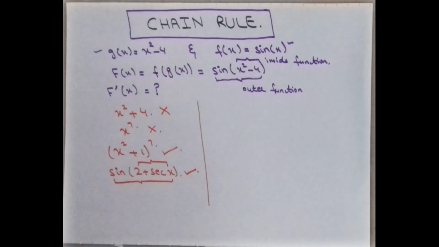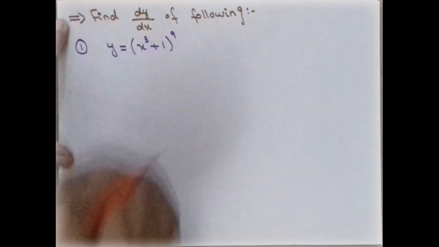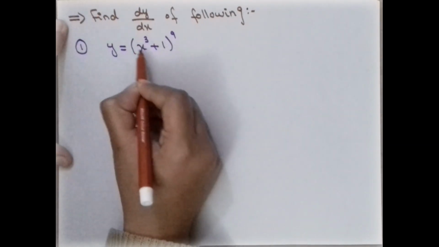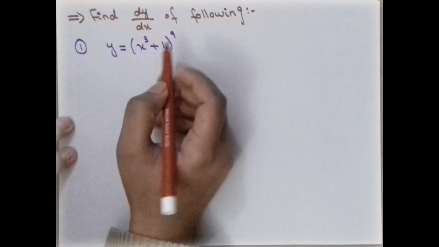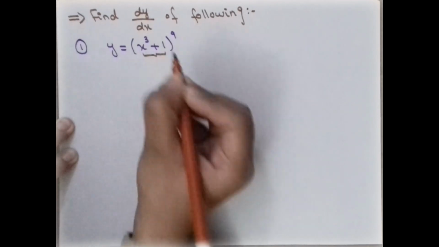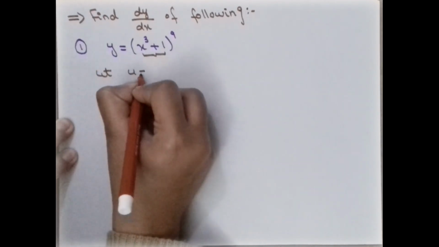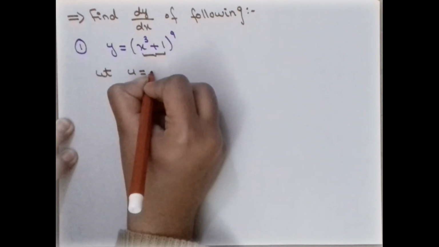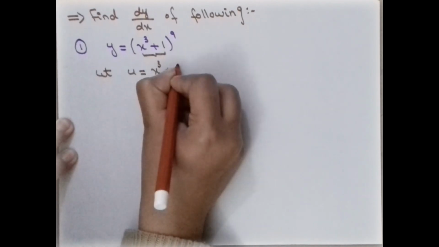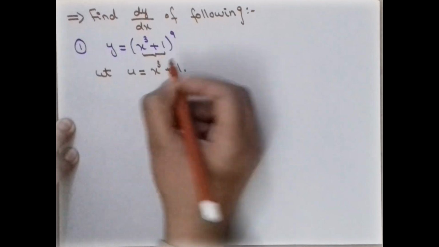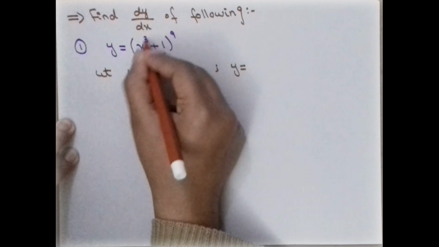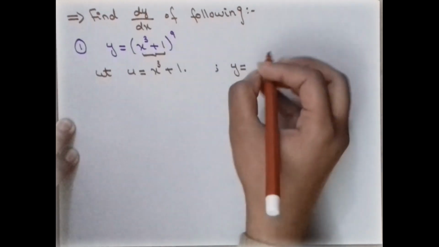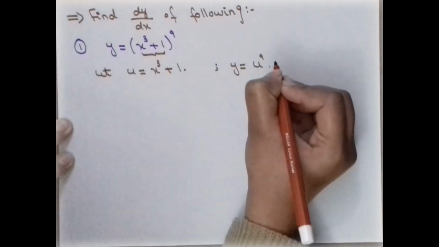Now let's take some examples of how to apply the chain rule. Here is the first example: this part is the inner part and the whole is raised to the power 9. First, suppose the inner function u equals x cube plus 1. Then y becomes u to the power 9.